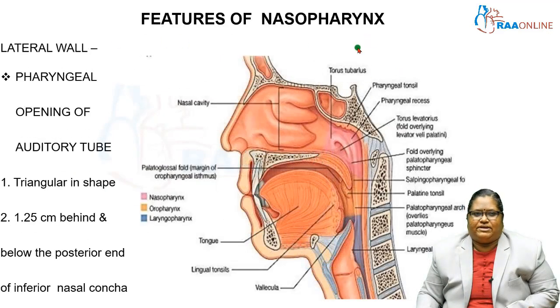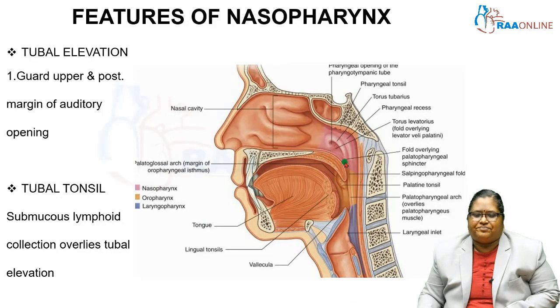Features of the nasopharynx. In the lateral wall, we have the pharyngeal opening of the auditory tube. It is triangular in shape and it is 1.25 centimeter behind and below the posterior end of the inferior nasal concha. So this is a tubal elevation which is at the upper and posterior margin of the auditory opening. So this is the auditory opening and this is the tubal elevation.